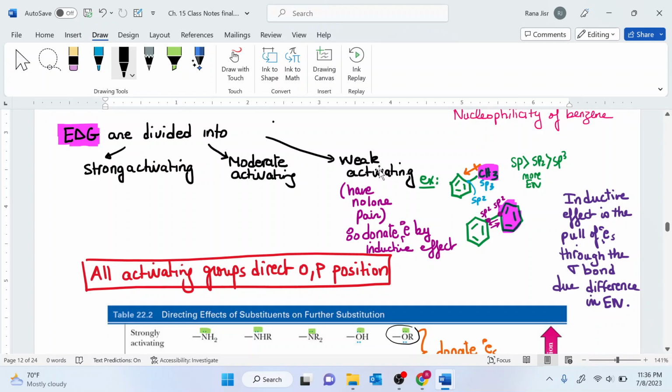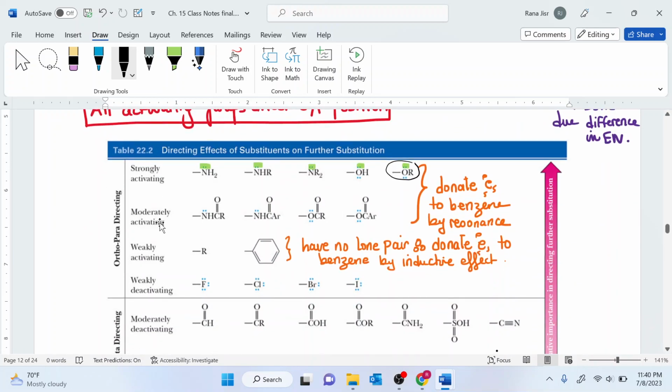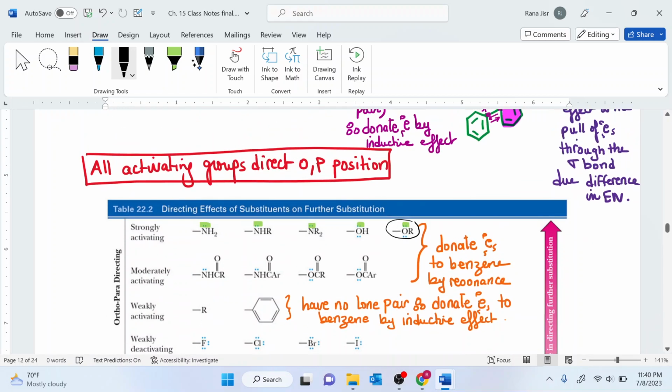The term weak, we give it to groups that don't have lone pairs and are attached to the benzene. There are two groups: either an sp3 hybrid carbon or a phenyl group attached to the benzene. Both of those donate electrons by inductive effect. All activating groups, whether they are strong, moderate, or weak, do direct to the ortho and the para positions.